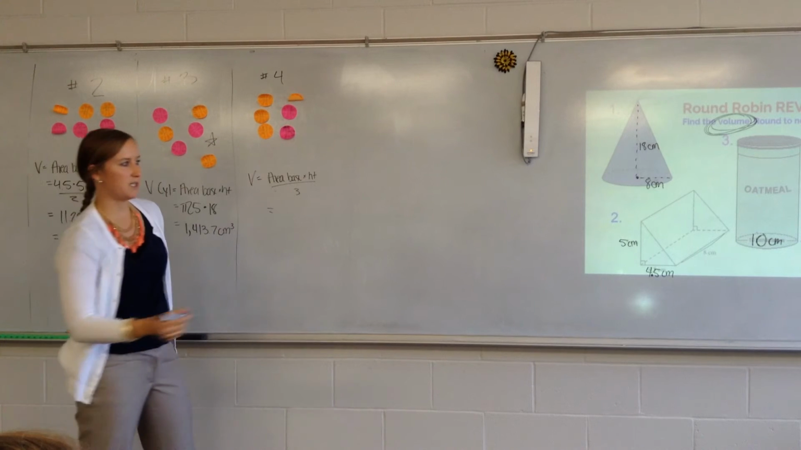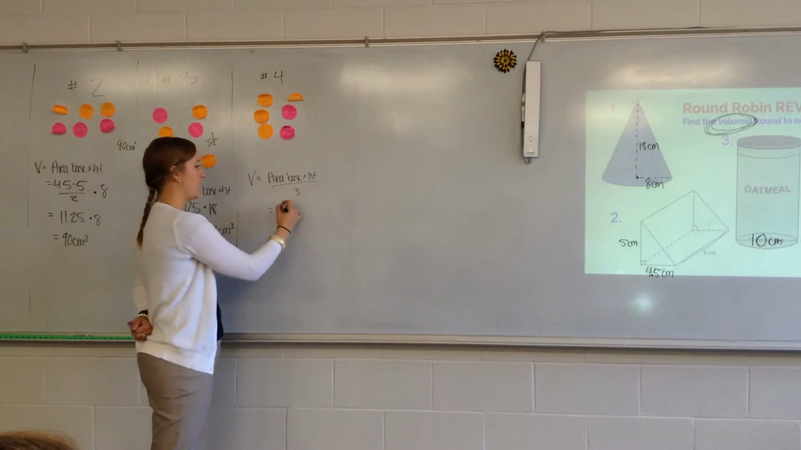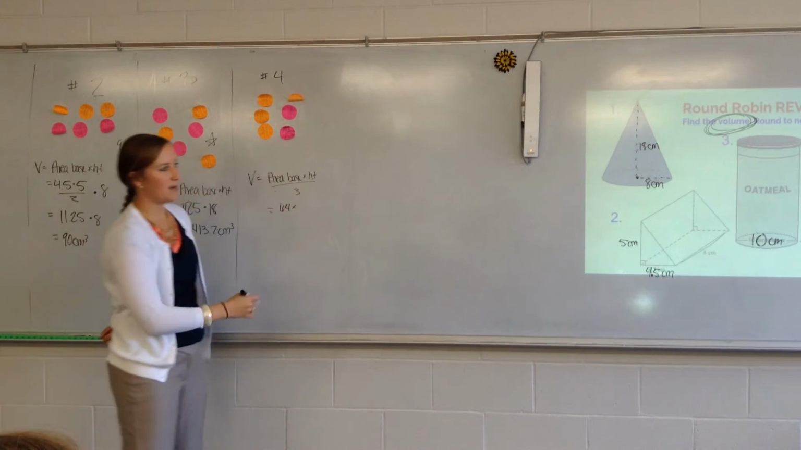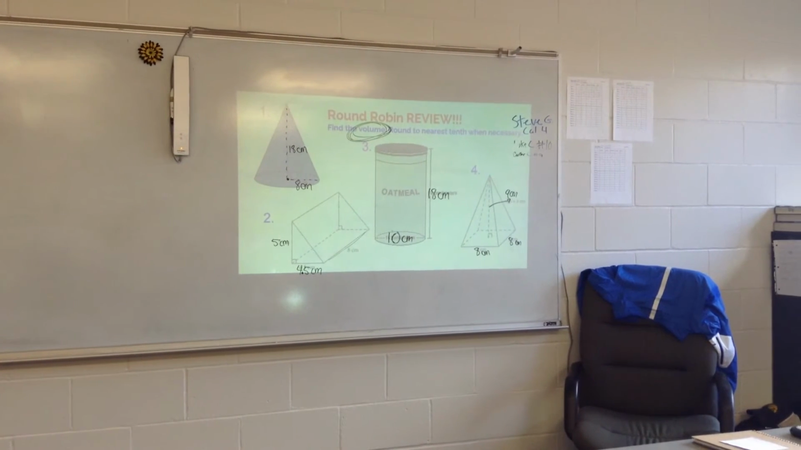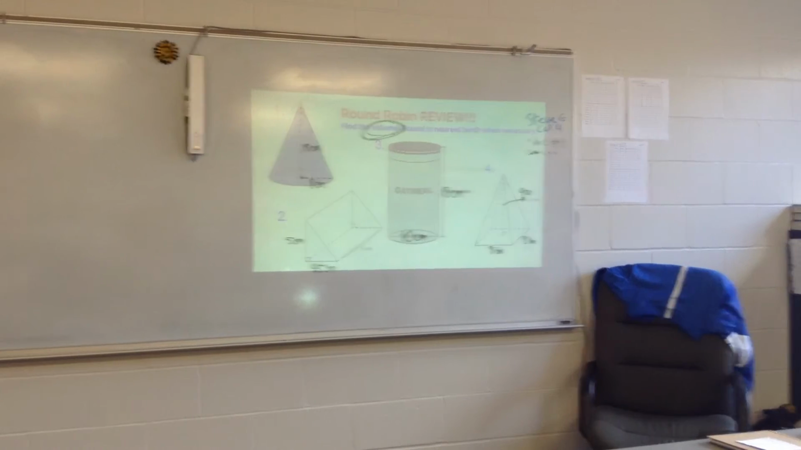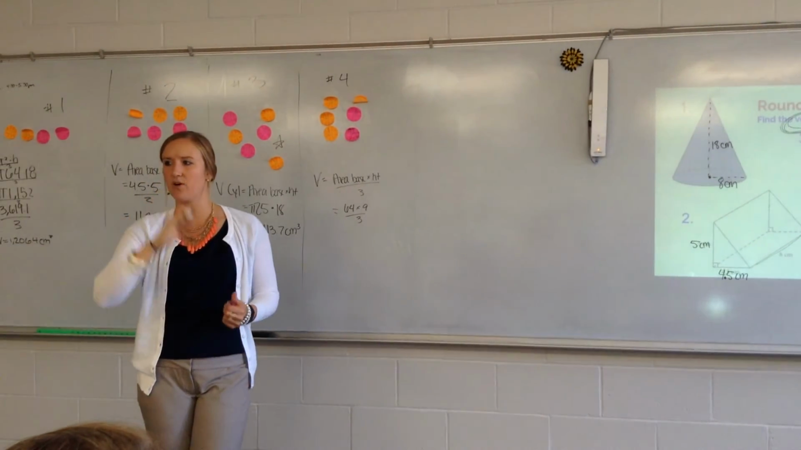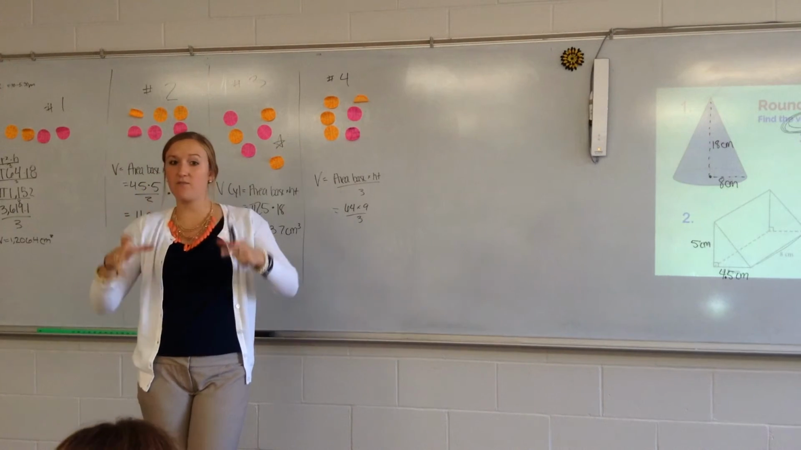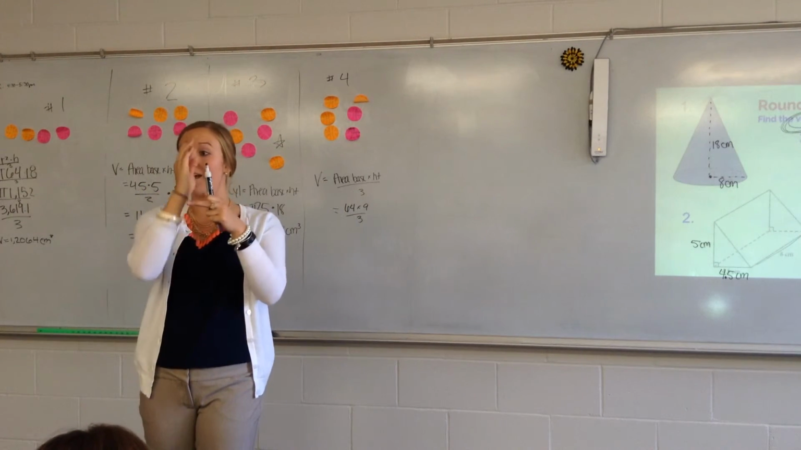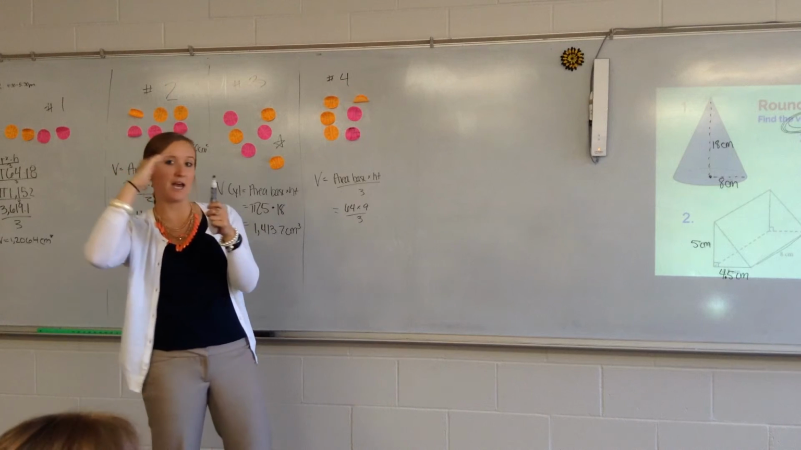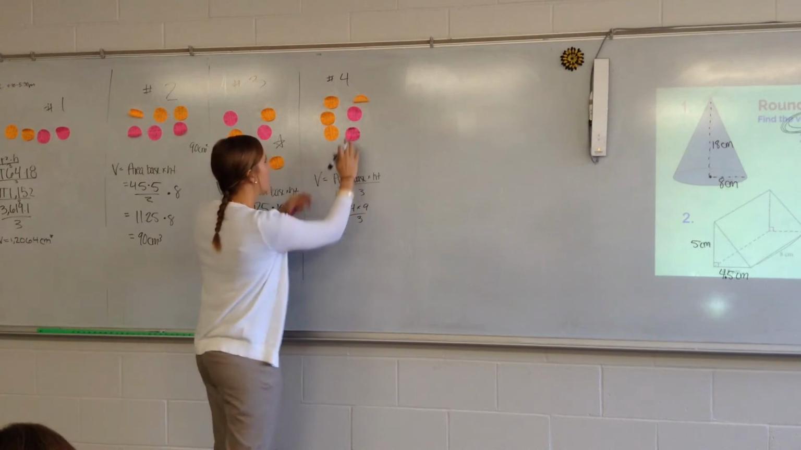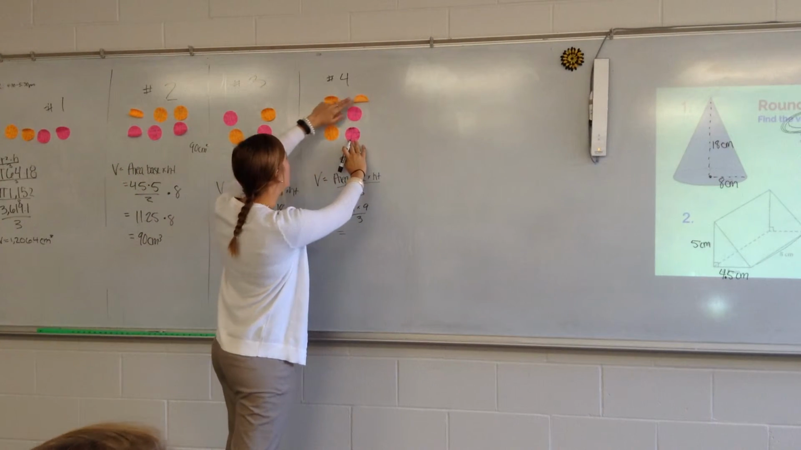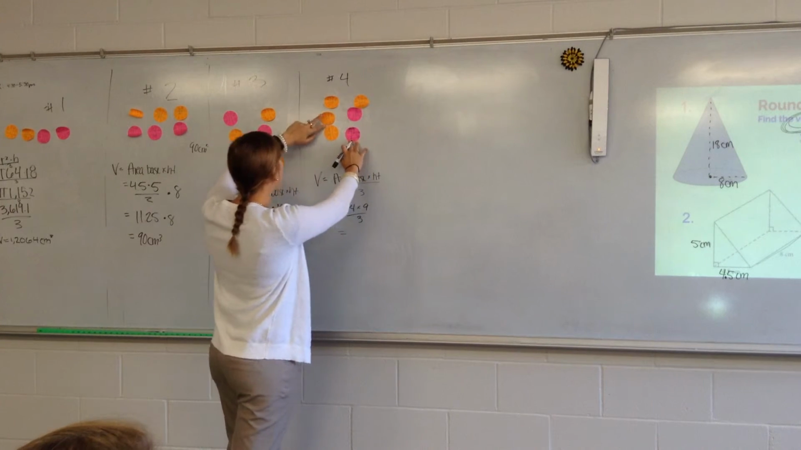So we get our 64, 8 times 8 for the square, times what's our height? 9. Why do we use height of the pyramid instead of the slant height for volume? Because we're finding the inside, the volume on the inside. So that's why we need the height of the pyramid instead of slant height. So we end up getting, what did we all get here? 192? Perfect.